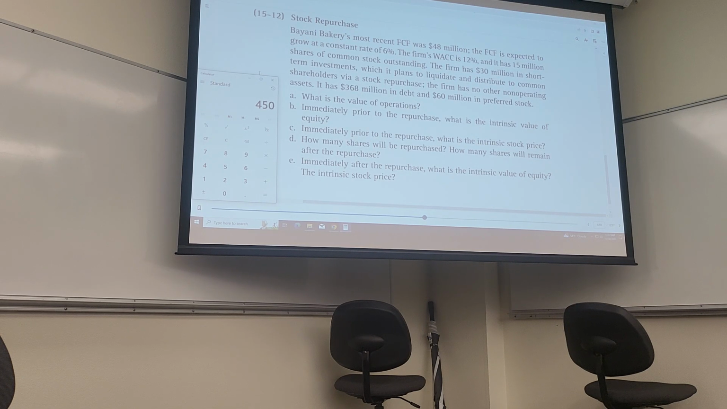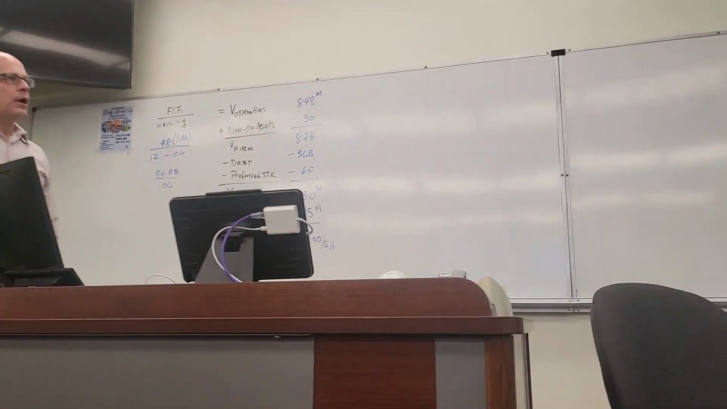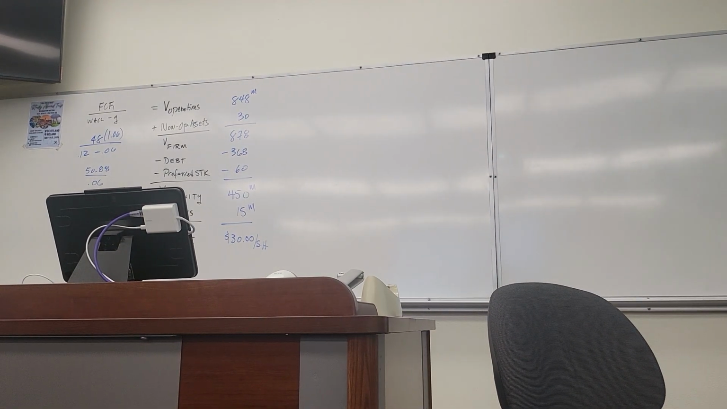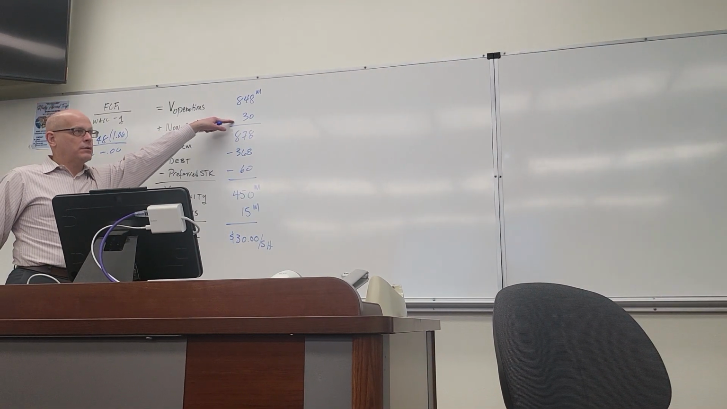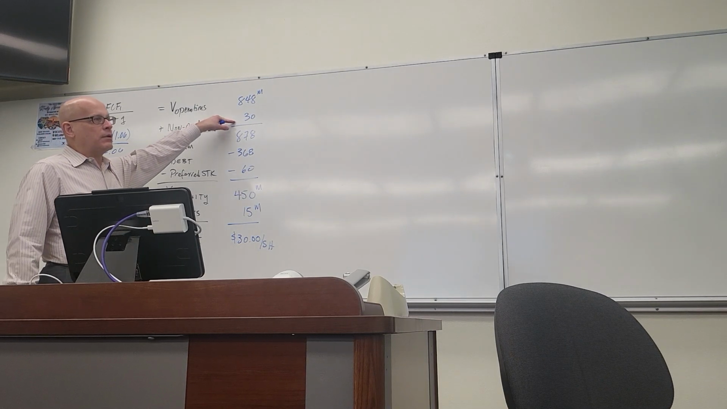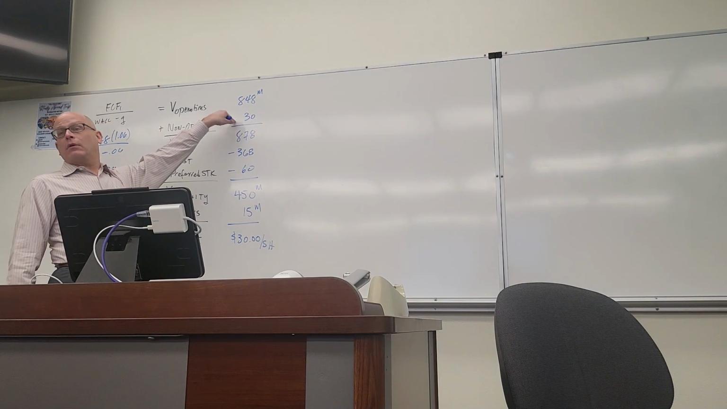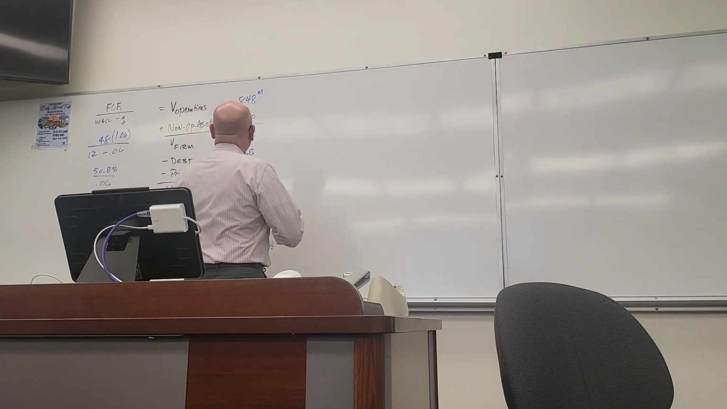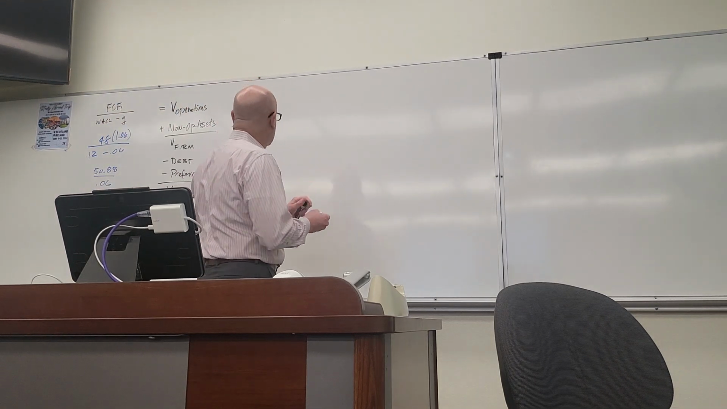Okay, so that's where they stand right now. So they're asking A and B, what's the value of operations? What's the price of the stock per share? Boom, to the top and bottom of that. And C, right? So A, B, C. All right, so let's see, what are we doing here? The firm has 30 million short-term investments, which it plans to liquidate, turn to cash, and then use to repurchase stock. Okay, so let's do this here.